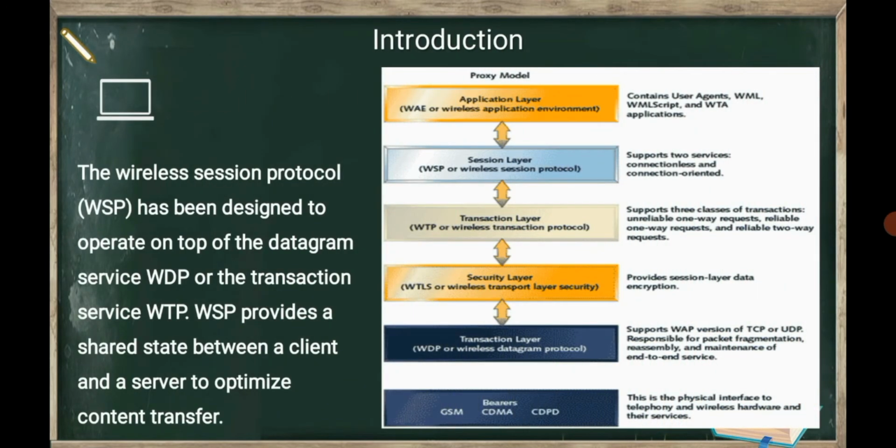As we can see in this figure, WSP comes under the session layer, which supports two services, connection oriented and connectionless. It comes between the application layer and transaction layer. The wireless session protocol WSP has been designed to operate on top of the datagram service WDP, that is wireless datagram protocol, or the transaction service WTP, wireless transaction protocol. WSP provides a shared state between a client and a server to optimize the content transfer.